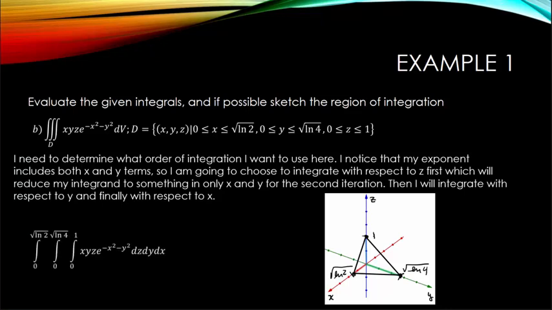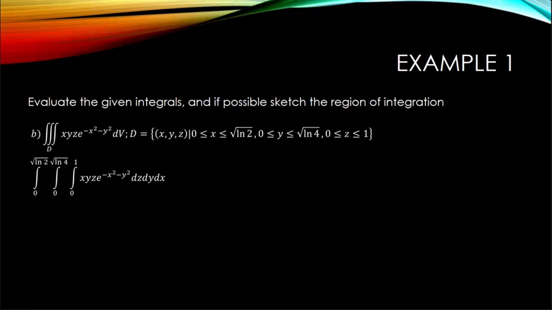The integral from 0 to the square root of the natural log of 2, of the integral from 0 to the square root of the natural log of 4, of the integral from 0 to 1, of xyz e to the negative x squared minus y squared, dz, dy, dx. Now that I have my triple integral set up as an iterated integral, I start with the innermost integral.